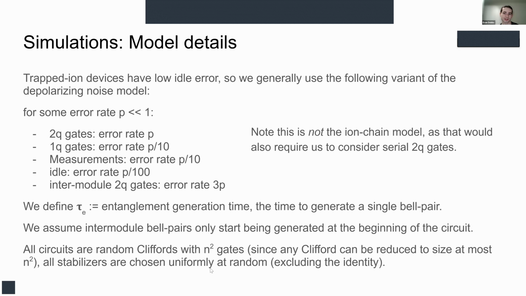This is because if you had any larger, you can always reduce such a circuit down to exactly n squared gates, or at most n squared gates. And then stabilizers, again, we're choosing them uniformly at random. You can get slight improvements by being clever with your choices, but it's not really necessary.